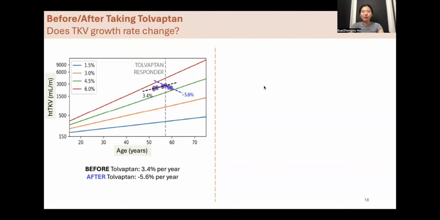At the Rogosin Institute, our nephrologists have been following ADPKD patients for over 20 years, and they've been administering tolvaptan since the phase 3 trial. This allowed us to plot the kidney growth trend for individual patients. For example, in this patient, the kidney growth rate before taking tolvaptan was 3.4% per year, and after taking tolvaptan, the kidney growth rate lowered to minus 5.6% per year. Thus, we are able to conclude that this patient responded to tolvaptan in terms of kidney growth rate.